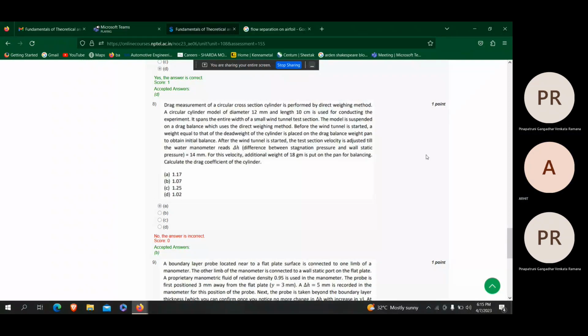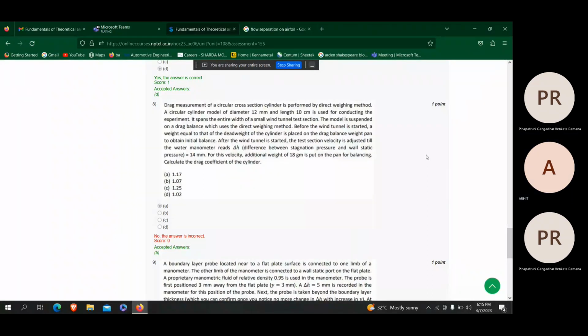Drag measurement of a circular cross-section cylinder is performed by the direct weighing method. The circular cylinder model is of 12 mm diameter and length of 10 centimeters. It is used for conducting the experiment. It spans the entire width of the small wind tunnel section. The model is suspended on a drag balance, which uses the weighing method.